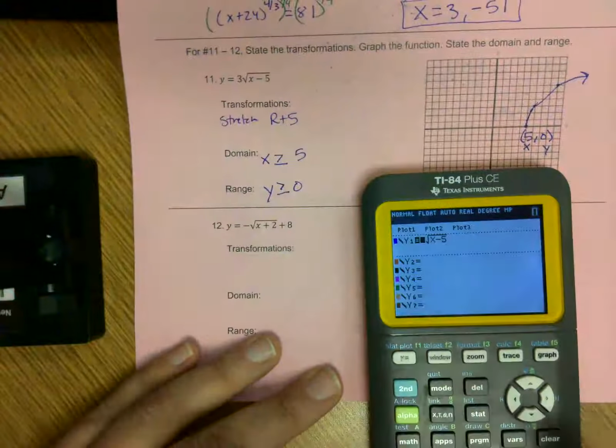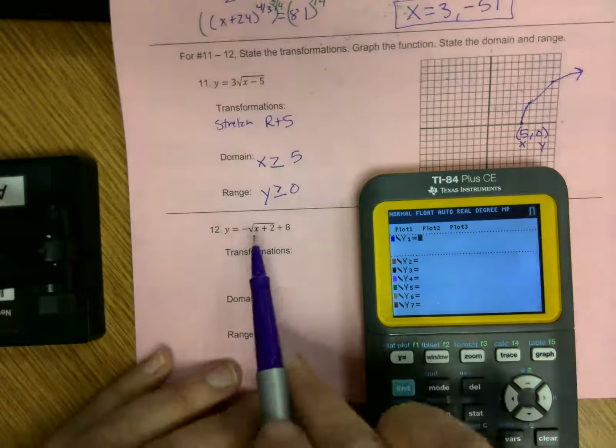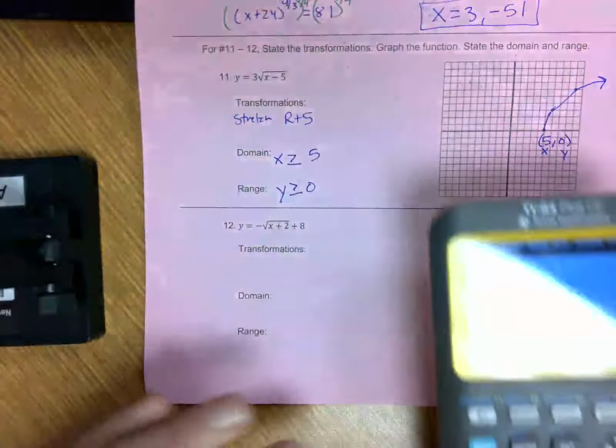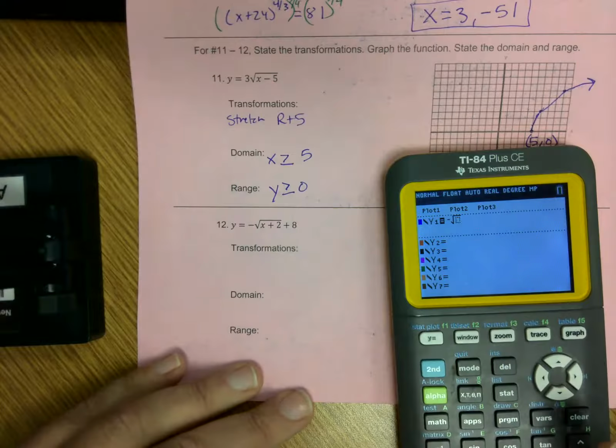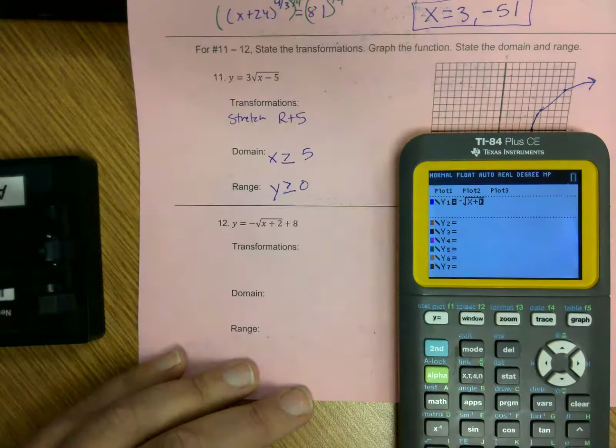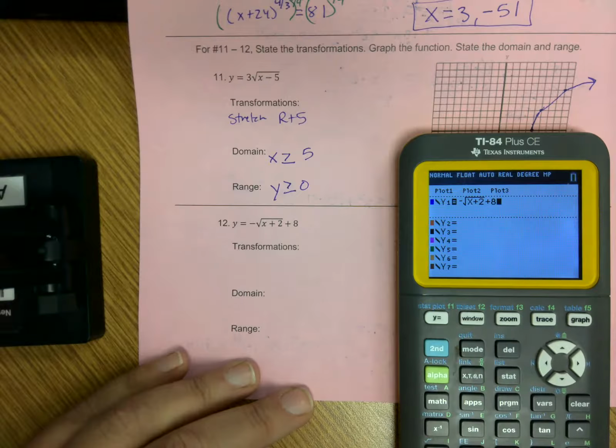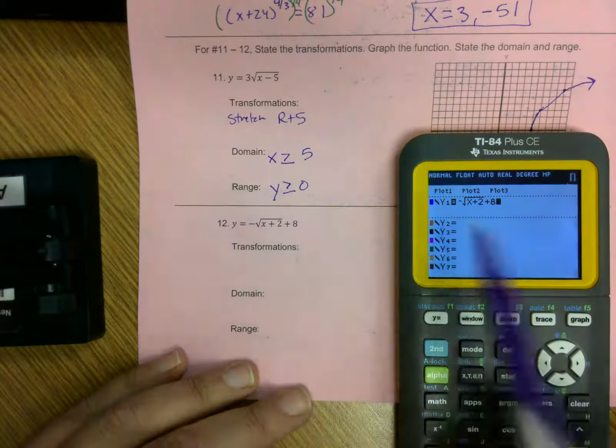Next one, y equals. So first you plug in that negative. You have to make sure to push this negative key. So negative second x squared to get your root, x plus 2. Notice how I am arrowing over to do the plus 8. You want to make sure that those two look the same.